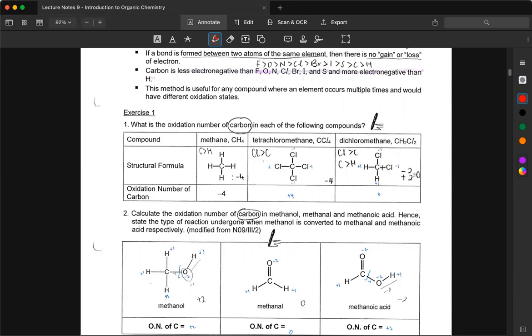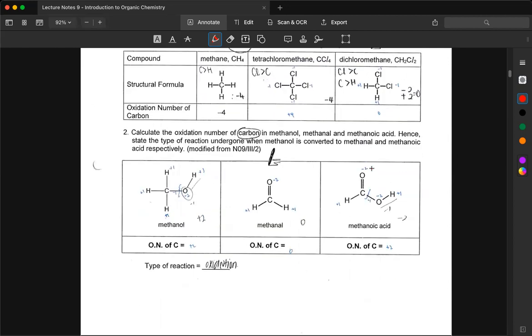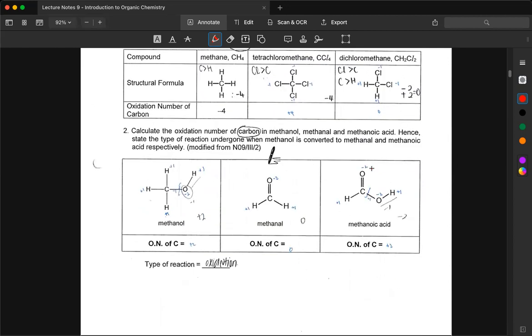How about this one? For this one, chlorine is -1, -1, hydrogen +1, +1. So overall, 0, carbon is 0. Now, how do we calculate the oxidation number of carbon in methane, methanol, and methanoic acid, and state the type of reaction undergone when methanol is converted to methanal and methanoic acid? I think we learned that before, it is oxidation. But let's count the oxidation numbers.